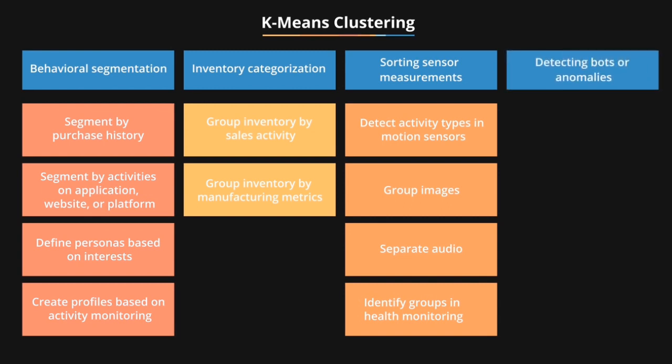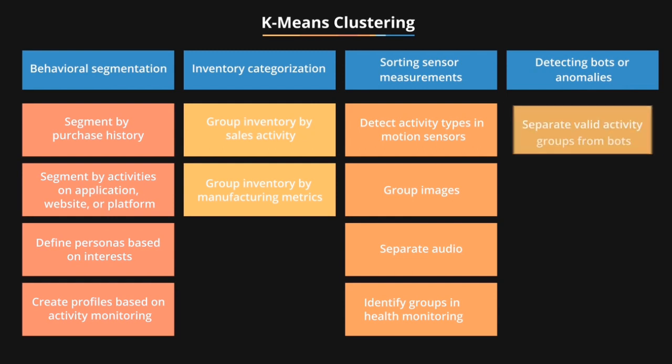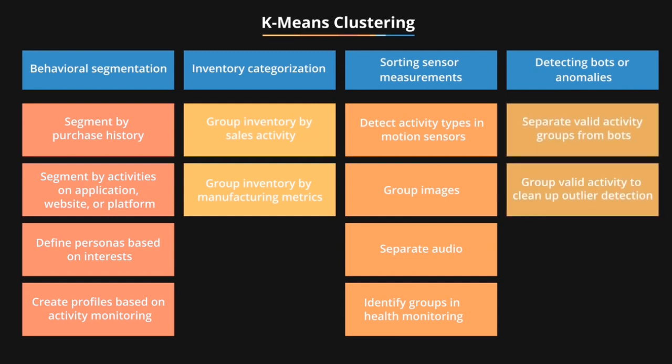When we talk about detecting bots or anomalies, there are: separation of valid activity groupings from bots, and group valid activity to clean up outlier detection. In addition, monitoring whether a data point switches between groups over time can be used to detect meaningful changes in the data.